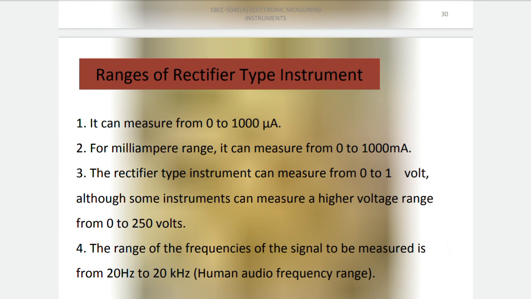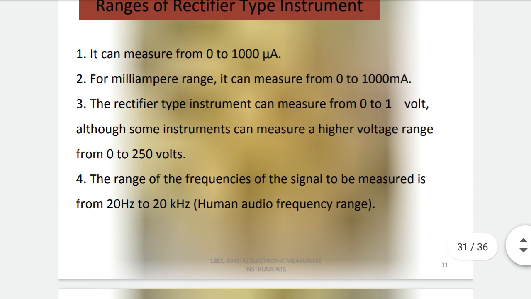Now let us come to the ranges of the rectifier type instruments. It can measure from 0 to 1000 microamps. For the milliampere range, it can measure from 0 to 1000 milliamps. The rectifier type instrument can measure from 0 to 1 volt, although some instruments can measure a higher voltage range from 0 to 250 volts. The range of frequencies of the signal to be measured is from 20 Hz to 20 kHz, that is the human audio frequency range.